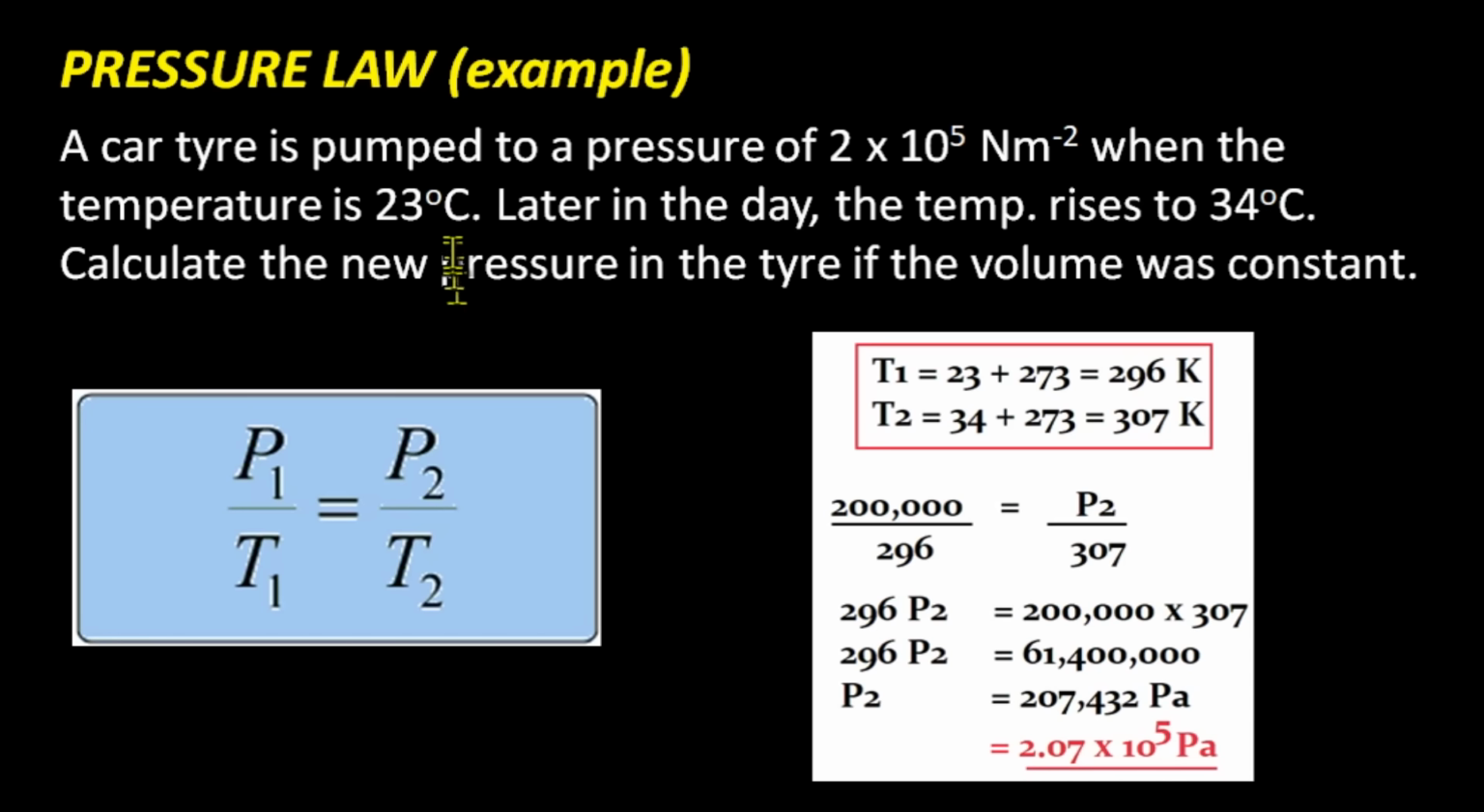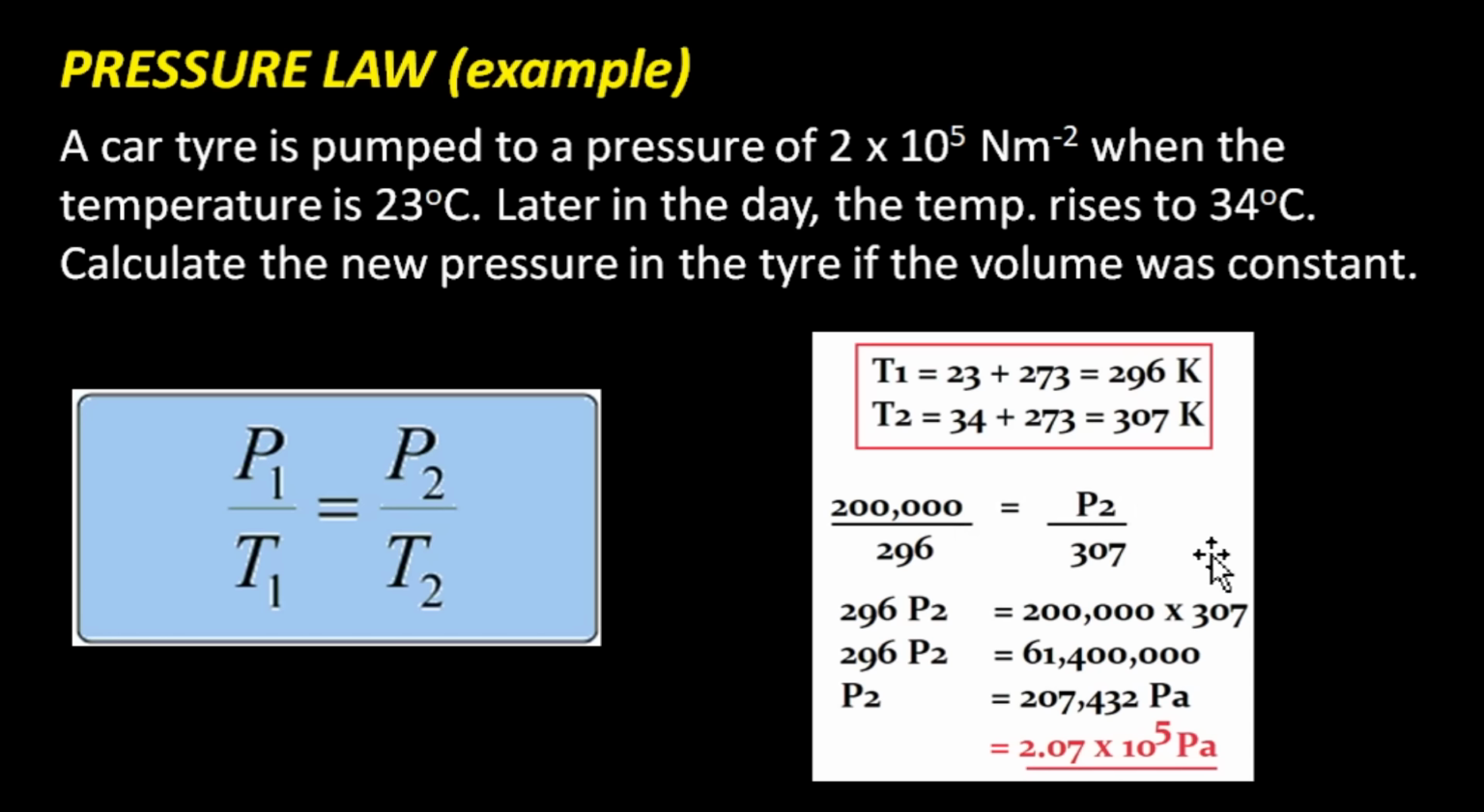Once again, we convert the Celsius values to Kelvin as seen here. 23 plus 273 is 296 Kelvin. 34 plus 273 is 307 Kelvin. So 2 by 10 to the power 5 is 200,000 over 296 is equal to P2 over 307.